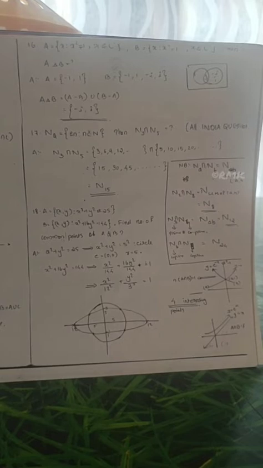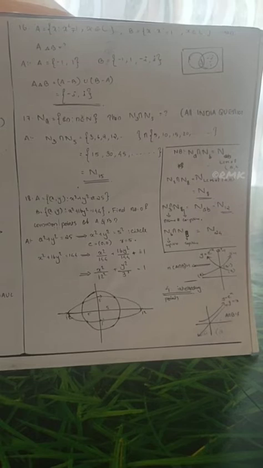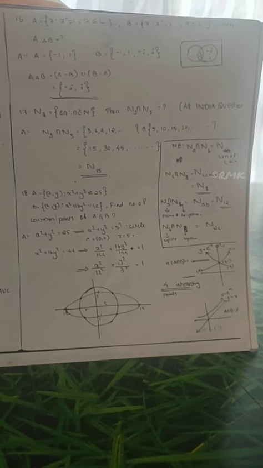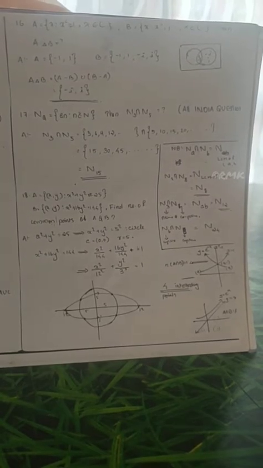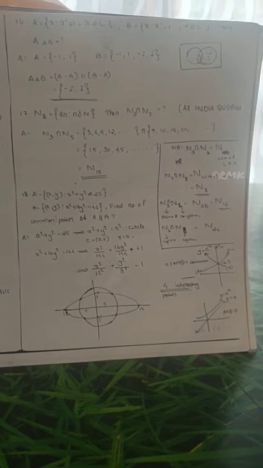So N3 is multiples of 3: 3, 6, 9, 12. N5 is multiples of 5: 5, 10, 15, 20. Therefore, N3 intersection N5 is 15, 30, 45, etc. The first set, multiples of 3, contains 15, 30, 45, etc. Multiples of 5 also contain 15, 30, 45, etc. So 15, 30, 45 are multiples of 15, symbolized by N15. So the answer is N15.